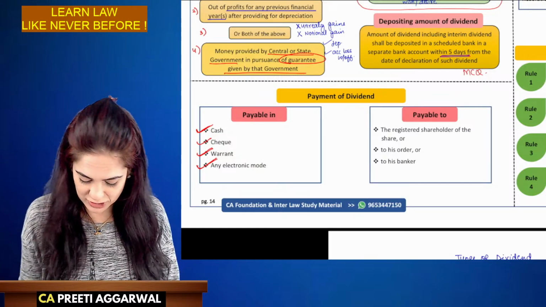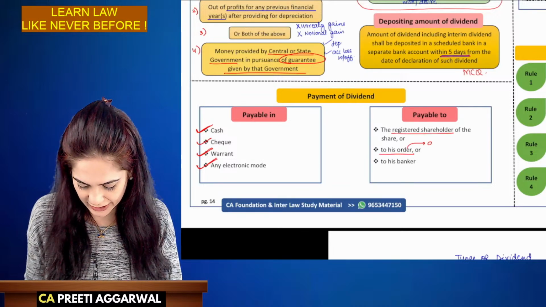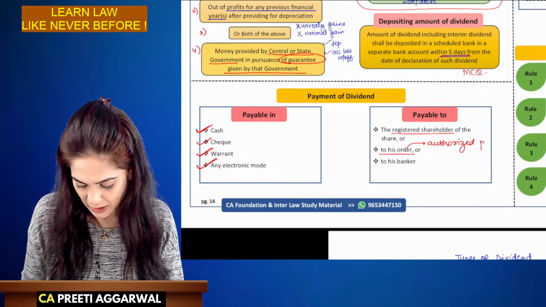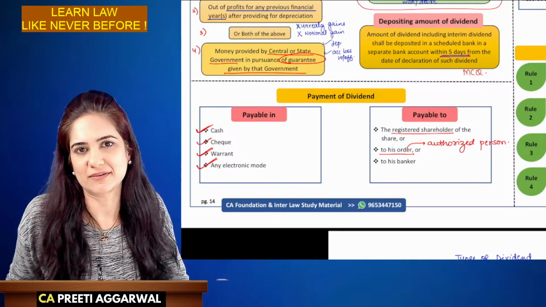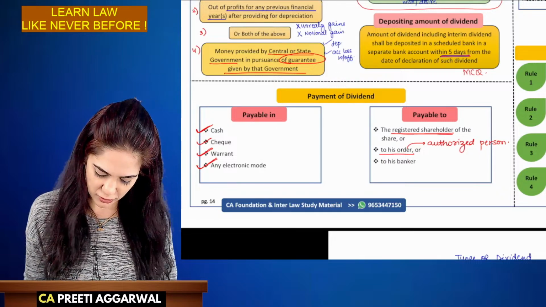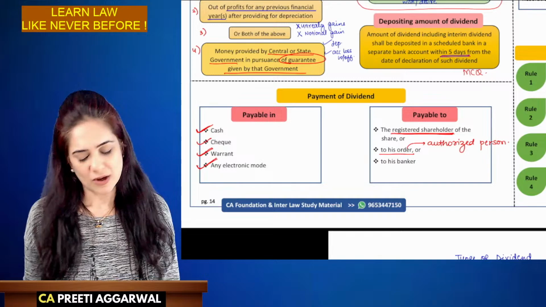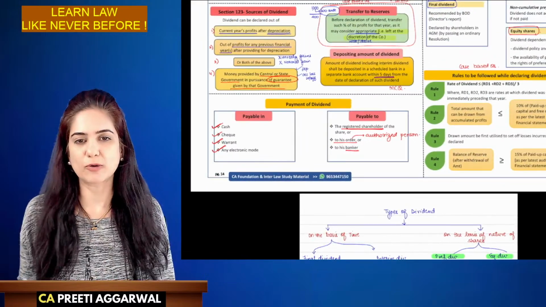It is payable to the registered shareholder or to his order. Order means authorized person. Or it may be payable to the banker, like in case of net banking. So either give it to the registered shareholder, like you give him cash or you give him a cheque, or to his authorized person. It can also be given to the banker, directly, when the amount is credited to the bank.